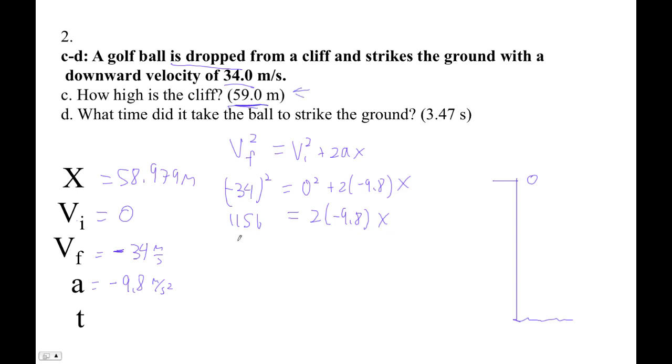Then it says, what time does it take to hit the ground? I'm going to use no x, right? So Vf is Vi plus at. So negative 34 is 0 plus negative 9.8 times t. So 34 divided by 9.8 basically, right? It's 3.469, so 3.47 seconds.